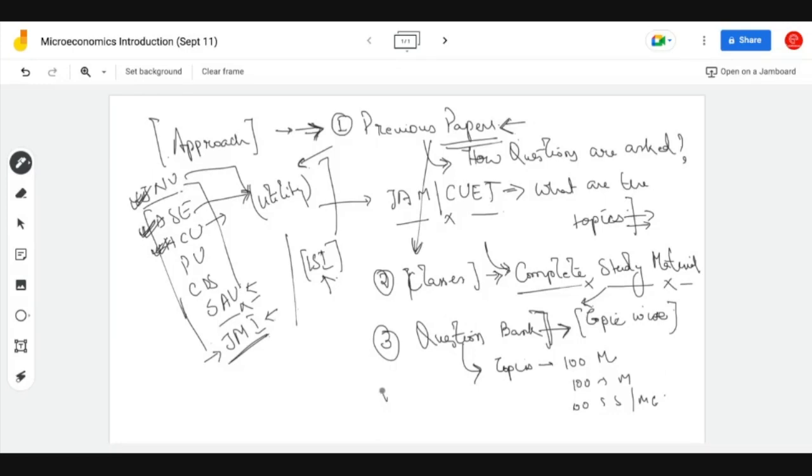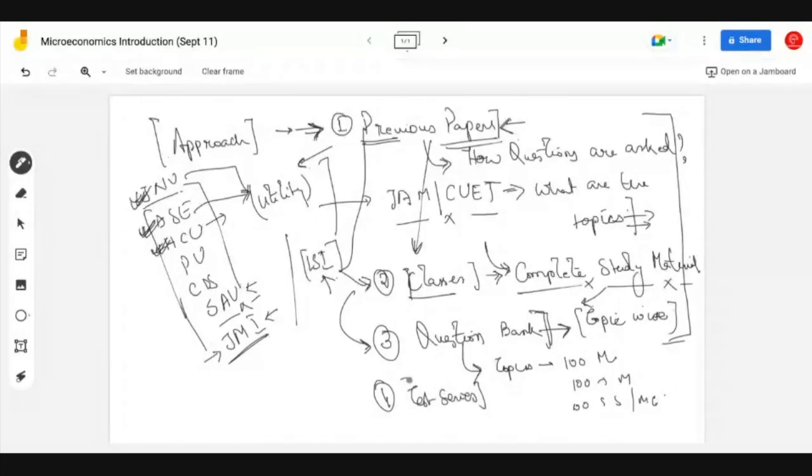The fourth step is that you see how questions have been asked by looking at previous papers. Once the preparation is over for any other topic, we can solve the question bank. When we have completed all these things, this means our preparation is over. Now we'll be solving the test series. We'll be giving separate test series for JAM and CUT. This CUT test series will cover your SAU and JAMIA examinations also.